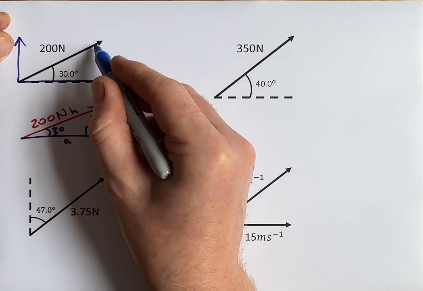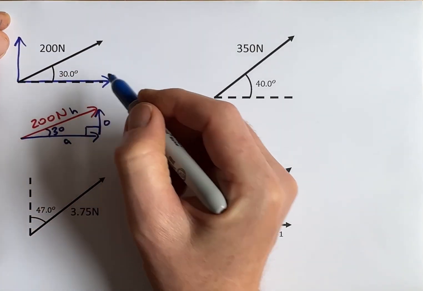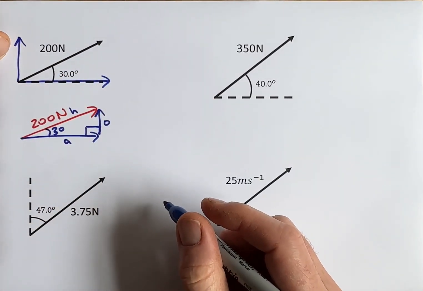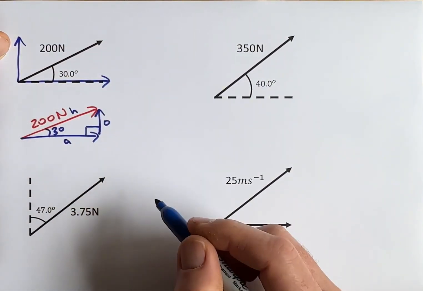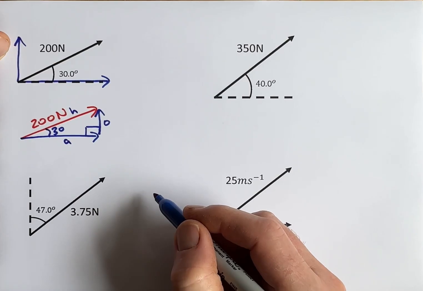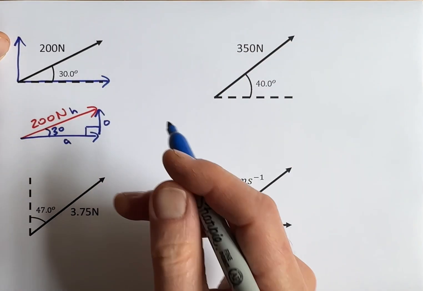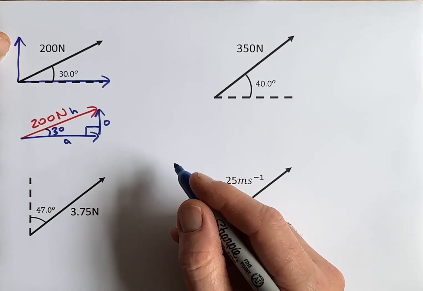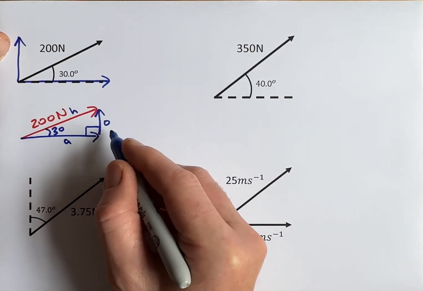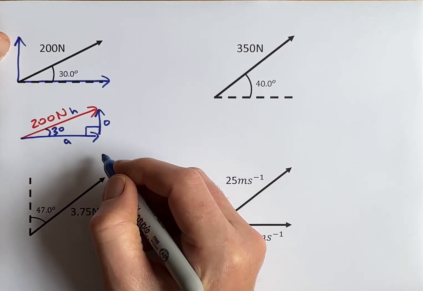So any force that you've got, you can split it into horizontal and vertical components. Or more, I suppose it would be more accurate to say you can split it into two components that are at 90 degrees to one another. They don't have to be horizontal and vertical. It could be in a different direction, I suppose. So to work out these ones though, we're going to use trigonometry.